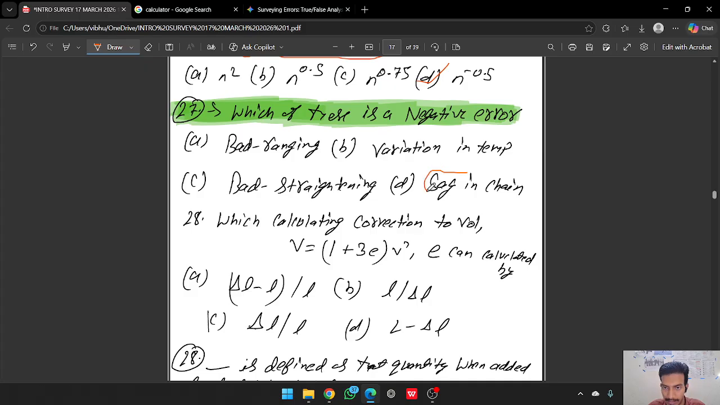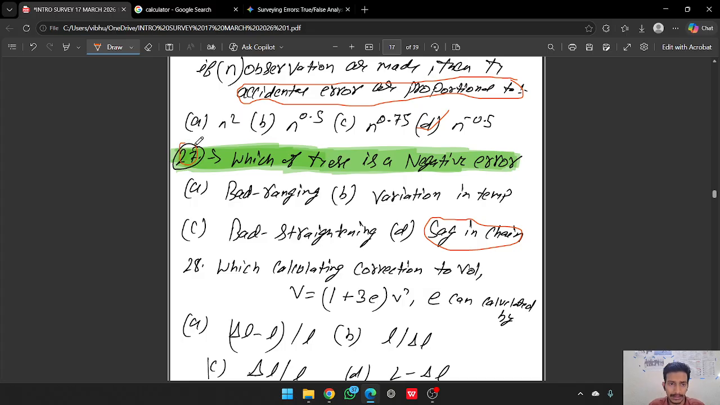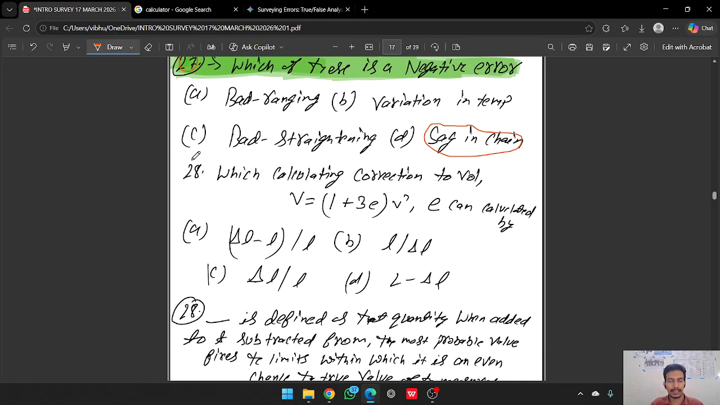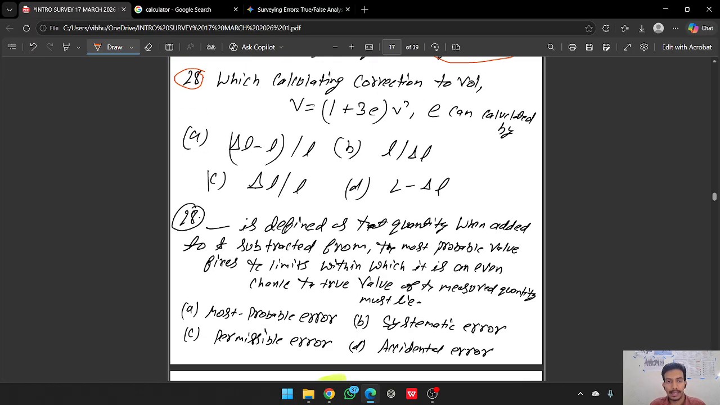Sag in a chain is a negative error. Sorry, this we will also discuss in chain survey. Which calculating correction to the... These all are from chain survey.